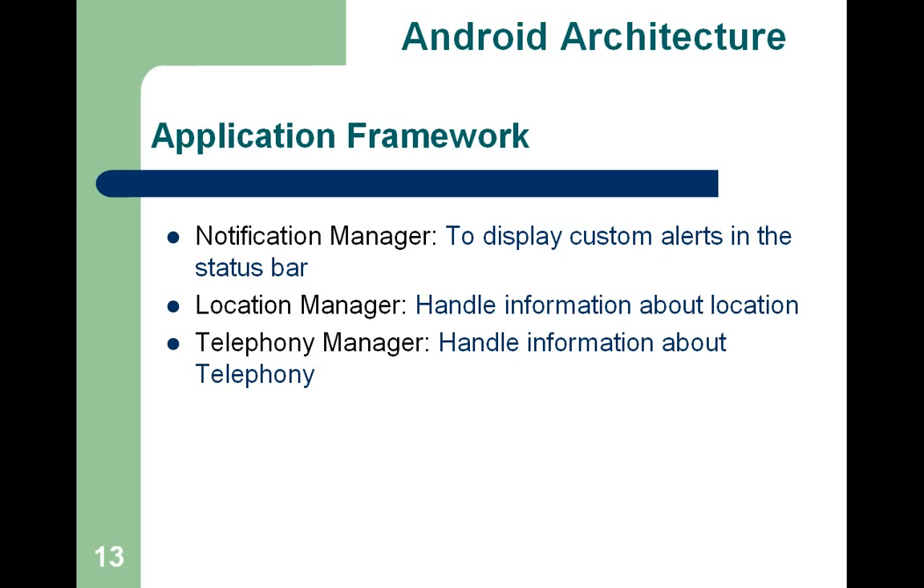We have got notification manager, which helps us to display custom alerts on the status bar. This notification manager is primarily important in case of broadcast receivers. We are going to look at what a broadcast receiver is. So it helps us to display various kinds of alerts on the status bar. We have something like location manager, which handles information about the location. And we have telephony manager, which handles information about telephony, which, if it is using GSM or some other kind of telephony, has some dependency on the hardware.